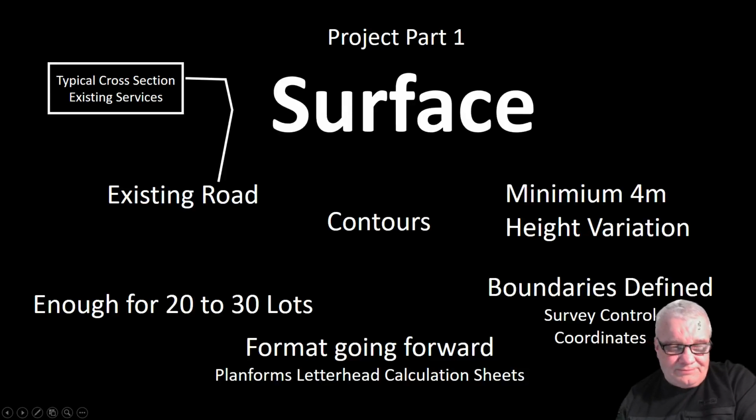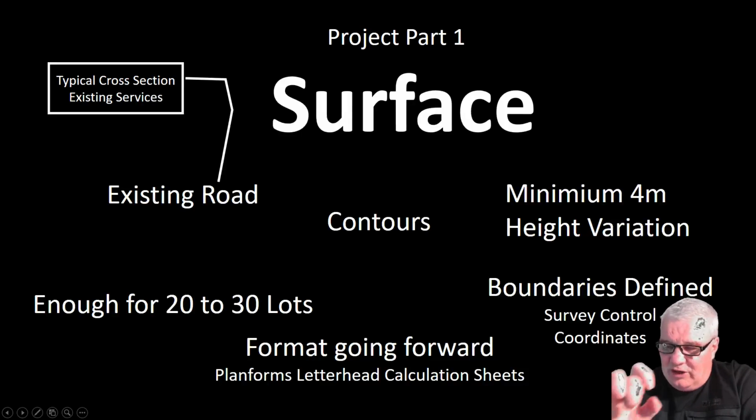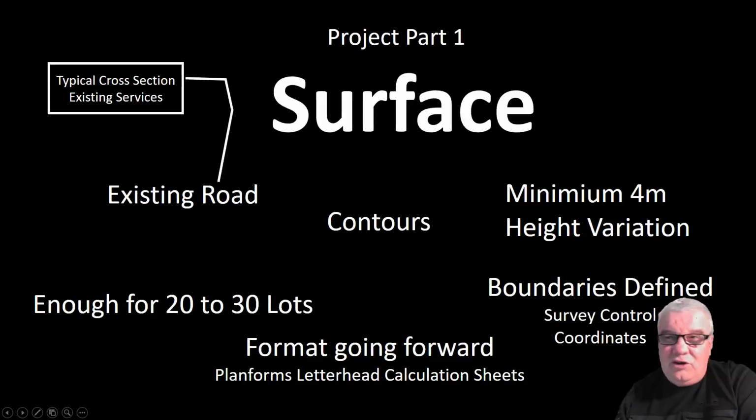You'll need, obviously, it'll come off an existing road, so at some point you're going to have a bit of an existing road, which would be part of your topo. Obviously, if it exists, the topo picks up everything that exists, so that needs to be in there. Now, you'll also need your typical cross-section and your existing services as well. All need to be available so that you can work on it.